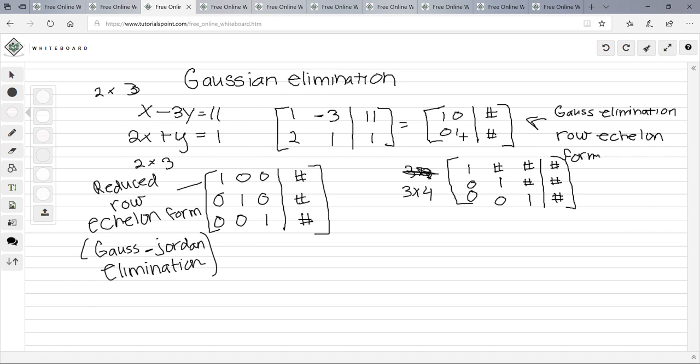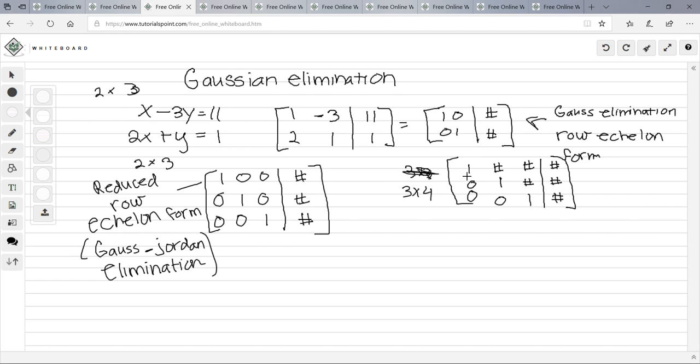Our goal is to use the row operations to make it look like a pivot of 1, 0, 0, 1, and then a number, because we don't know what that is yet. We want to use the row operations to make it look like this. So this is a 2 by 3. And then a 3 by 4 would look something like this.